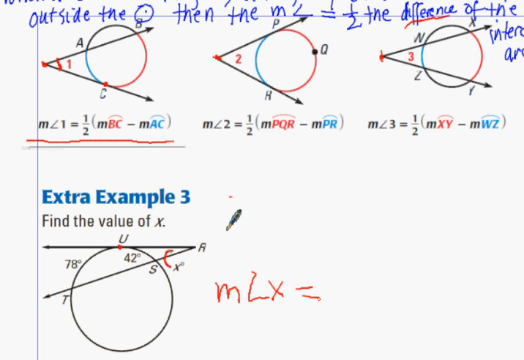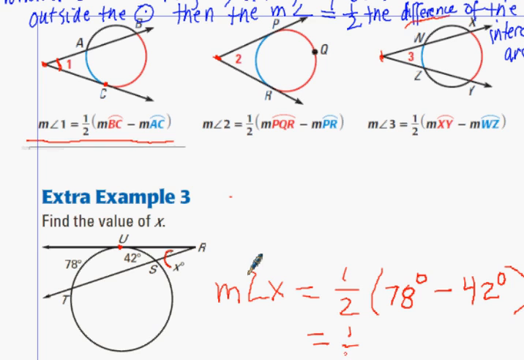the measure of angle x is going to equal 1/2 of the difference between the intercepted arcs. So we're going to take the measure of the big arc, 78 degrees, and subtract from that the measure of the smaller arc, which is 42 degrees. From there we just have the algebra. We're going to get 1/2 times, 78 minus 42 is 36 degrees. And you can see that we end up with 18 degrees for our final answer.